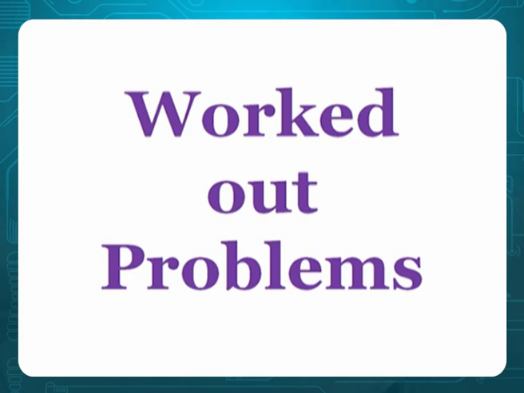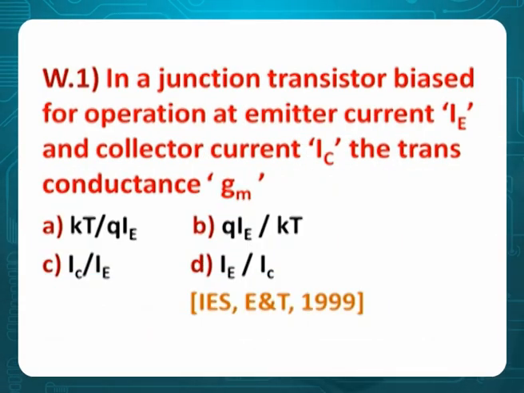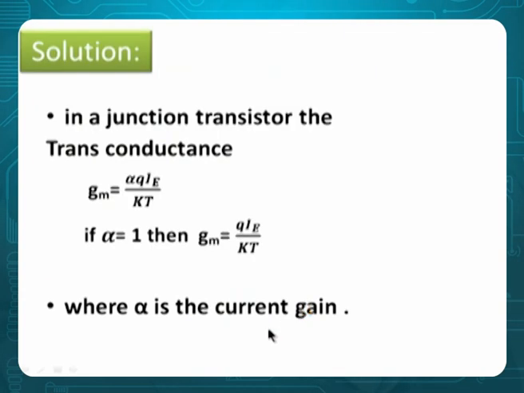Let's go to worked examples. We want to give you some more examples to understand this. First question. In a junction transistor, biased operation of emitter current IE and collector current IC, then the transconductance is given by. So transconductance is given by which option here?